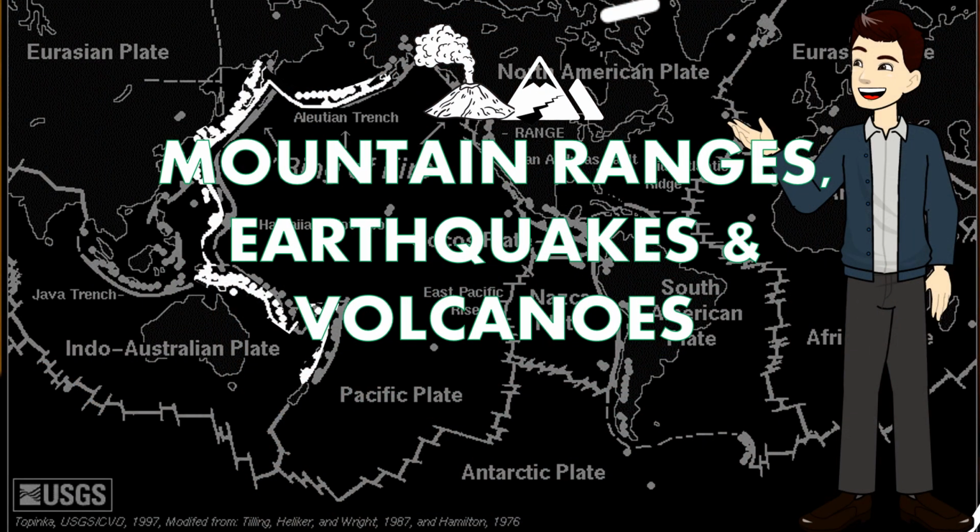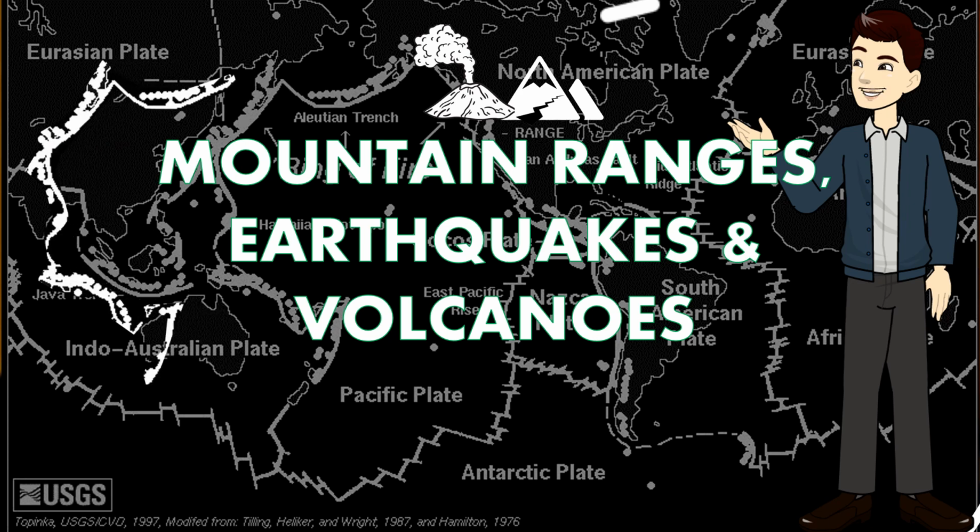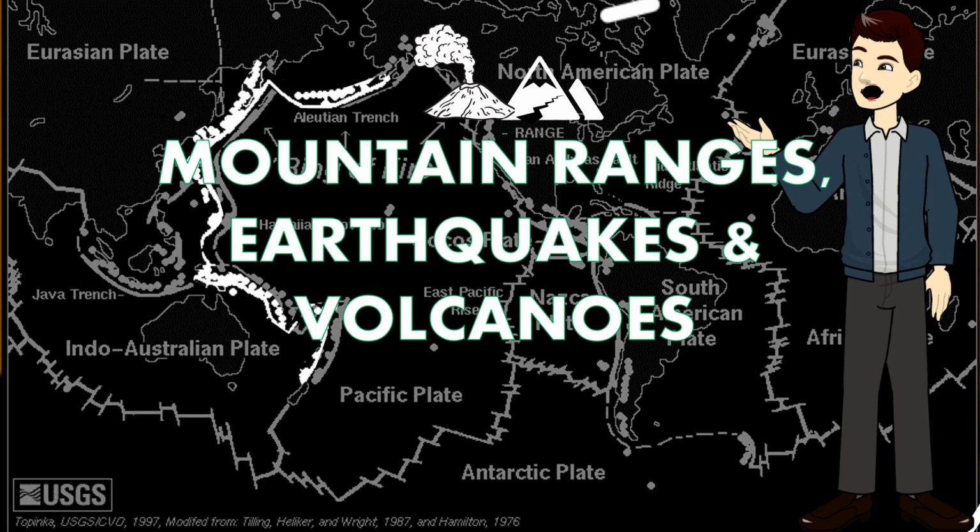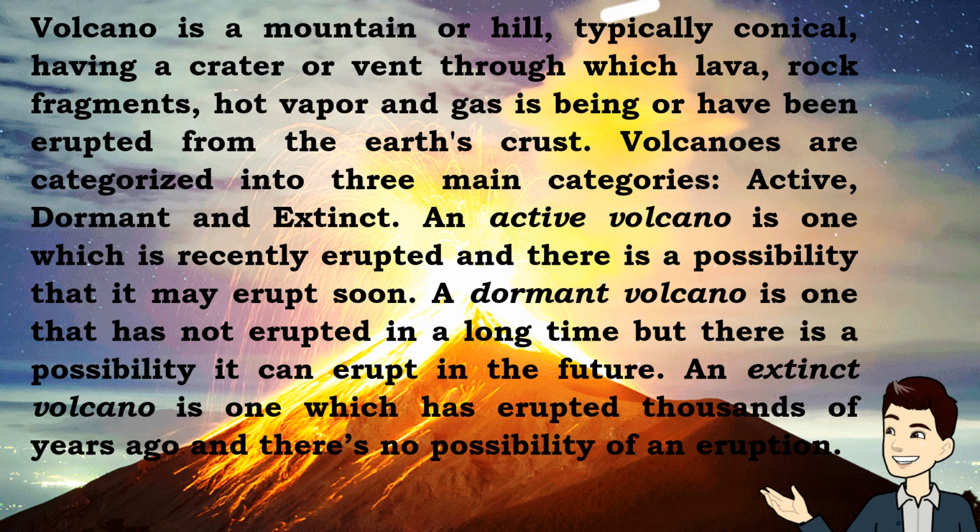The mountain ranges, volcanoes, and earthquakes. Let's first discuss volcanoes. A volcano is a mountain or hill, typically conical, having a crater or vent through which lava, rock fragments, hot vapor, and gas are being or have been erupted from the Earth's crust.